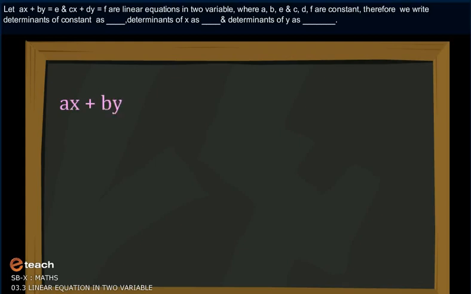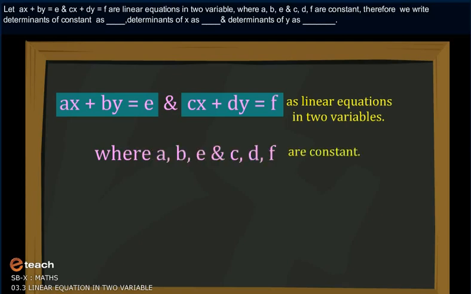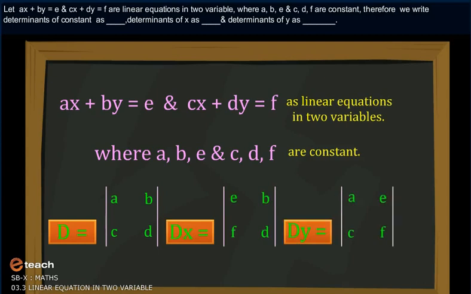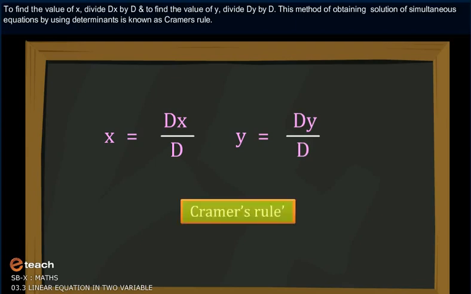Let AX plus BY is equal to E and CX plus DY is equal to F be linear equations in two variables, where A, B, E and C, D, F are constants. Therefore, we write the determinant of constants as D, the determinant of X as Dx and the determinant of Y as Dy. To find the value of X, divide Dx by D, and to find the value of Y, divide Dy by D. This method of obtaining the solution of simultaneous equations by using determinants is known as Cramer's rule.